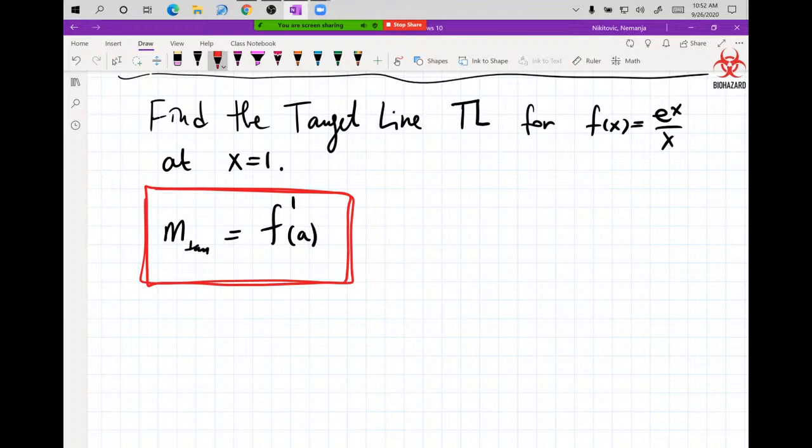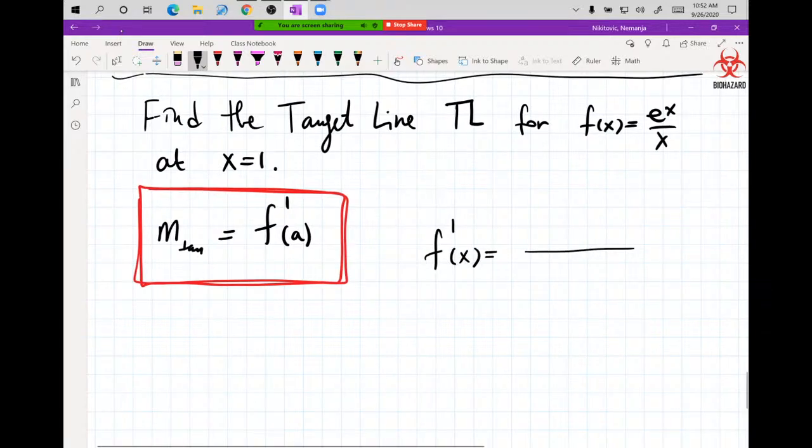So if I want to find the slope of the tangent line, clearly I have to find the derivative, and then I have to compute that derivative at the value that was given to us, which is in this case 1. So what's f prime of x? Oh, it's a quotient rule. Okay. x squared, x e to the x minus e to the x times 1.